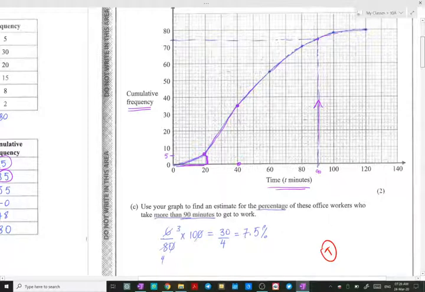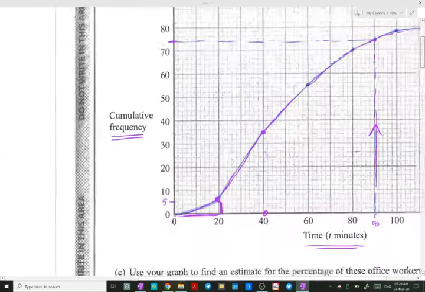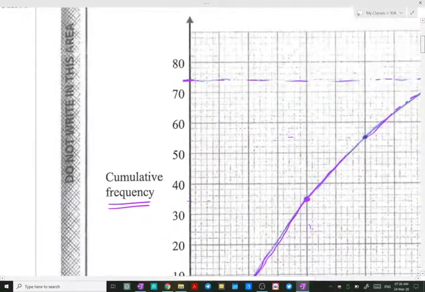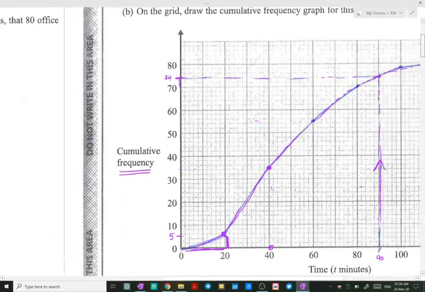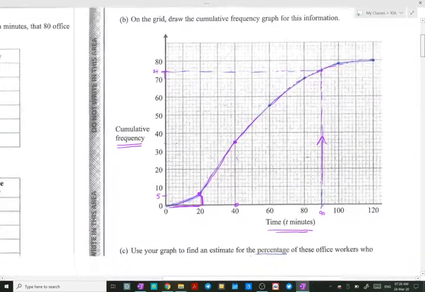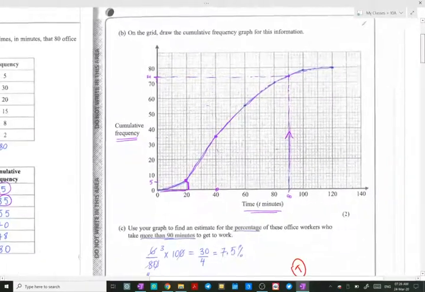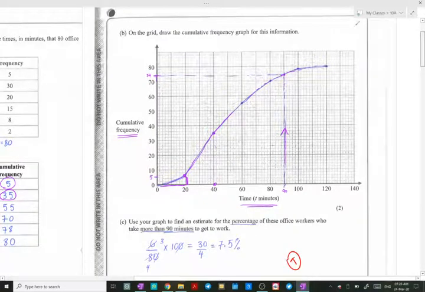and where it meets the cumulative frequency axis, you find the number. So finding this number, we said that the unit here, the square, is 2, so it's 2 and 4. So this is 74. So they are asking us what's the percentage of the workers that take more than 90 minutes to get to work.